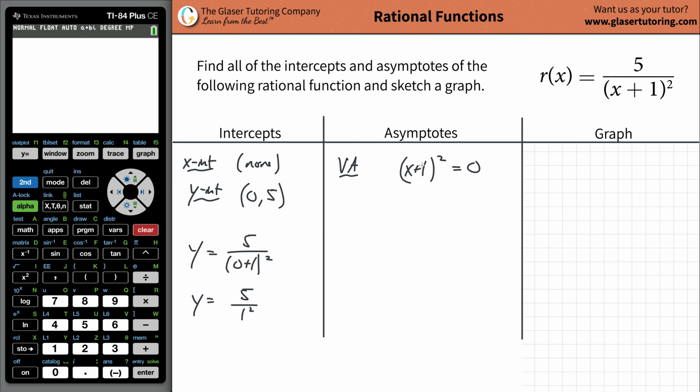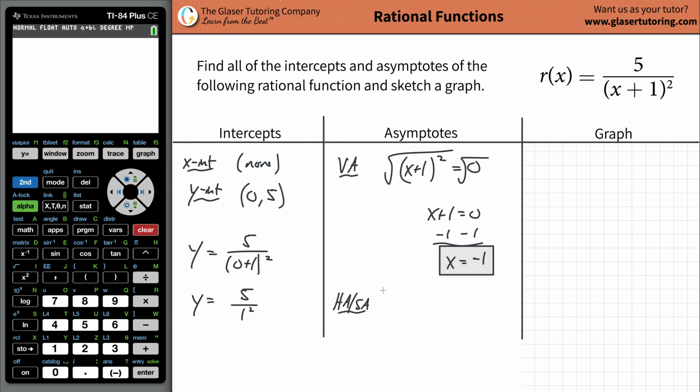To solve this for x, we can take the square root of both sides because I have to get rid of the square. So that's just x plus 1 is equal to 0. Then you subtract 1 from both sides, and you realize that x is going to be equal to negative 1. And that is the equation of the line for the vertical asymptote. Okay? Next, then, you're going to do the horizontal asymptote slash the slant asymptote.